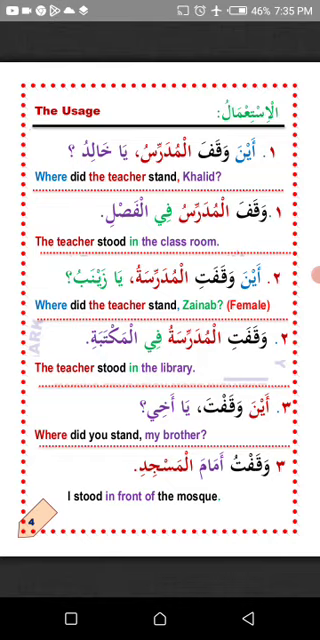اثنان, number two. أين وقفت المدرسة يا زينب؟ أين وقفت المدرسة؟ Where did the female teacher stand, Zainab? Now the answer. وقفت المدرسة في المكتبة. وقفت المدرسة. The female teacher stood في المكتبة in the library.